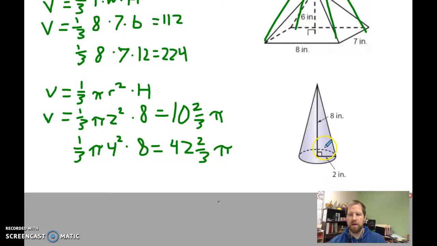If I tripled it, it would increase it by 9 times. If I quadrupled it, it would increase it 16 times. So however many times you multiply to increase your radius, whether it's 2 to double or 3 to triple, you're going to have that number squared to increase your volume.